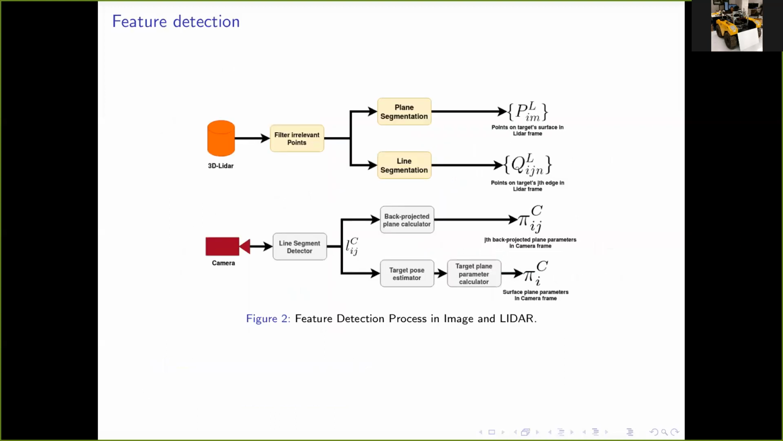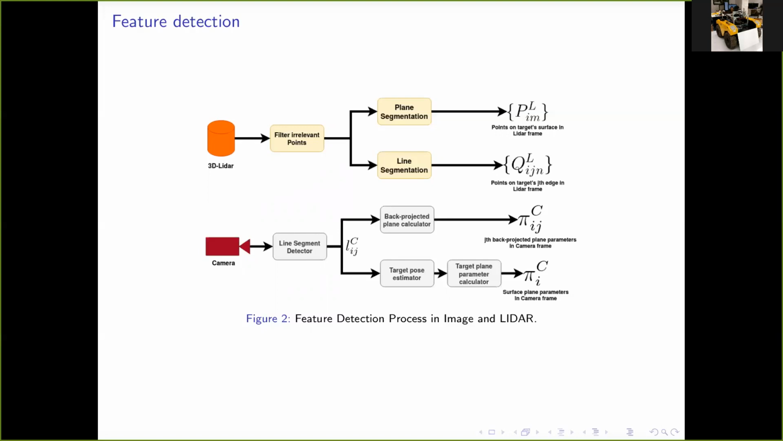Moving on to the feature detection process. For LiDARs, the first step is to remove points which have very low probability of lying in the common field of view of the camera LiDAR pair. Then, on the remaining point cloud, we use RANSAC-based plane and line segmentation algorithms to segment out points lying on the target surface and the points lying in the target's edges.